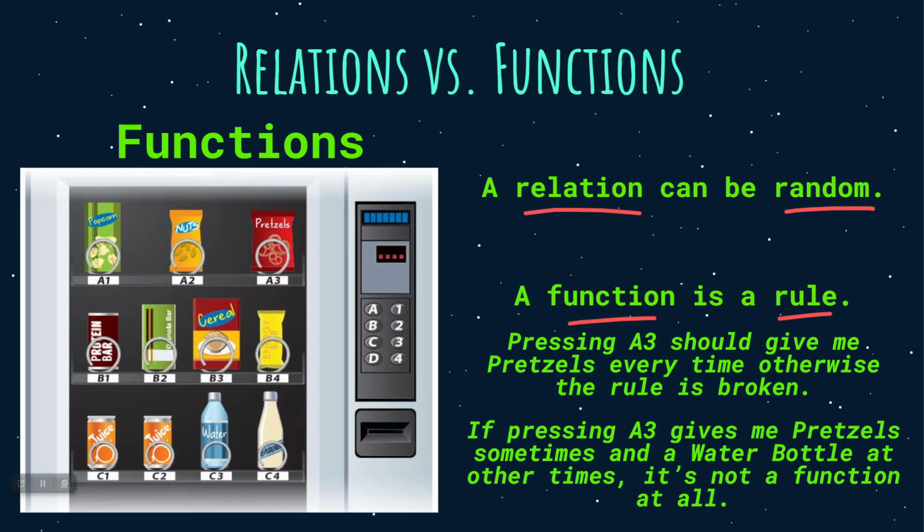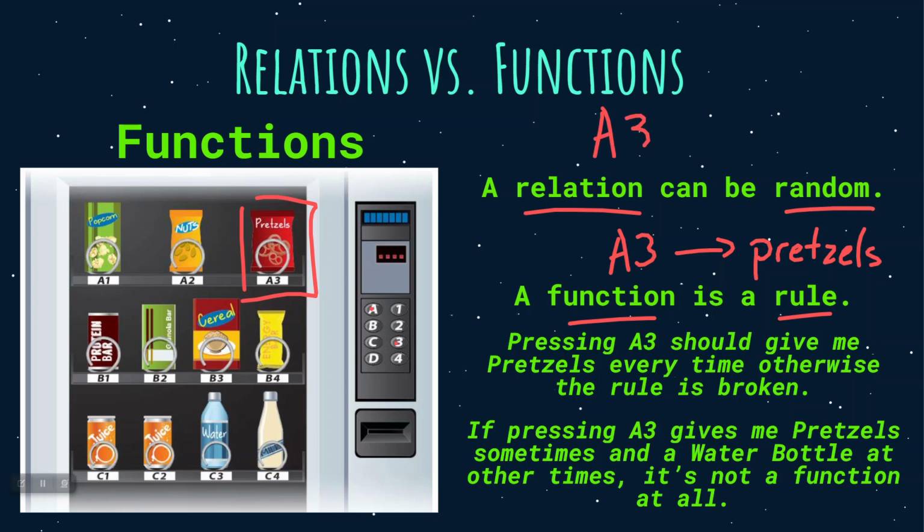And actually, to describe that, before I get into an example of it, I think a vending machine describes it perfectly. When I press A3, that should give me pretzels every time. Otherwise, this machine is broken. It's not really following a rule. It's not following its function. It's just doing something random. If I hit A3 and I get water, this is not a function at all.